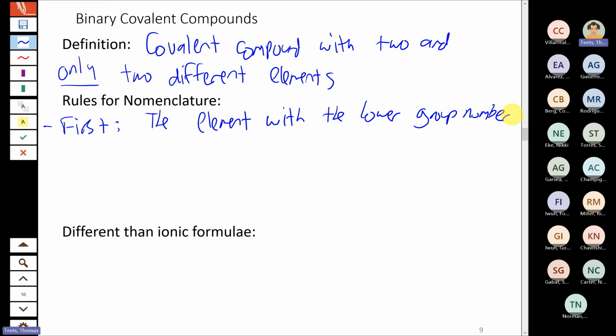So that's why when we say carbon monoxide, carbon is in group 4, oxygen is in group 6. Carbon's to the left of oxygen, so the element that's to the left gets named first. So that's why it's carbon monoxide and not oxygen monocarbide. Okay, so that's the order that they come in, left to right on the periodic table.